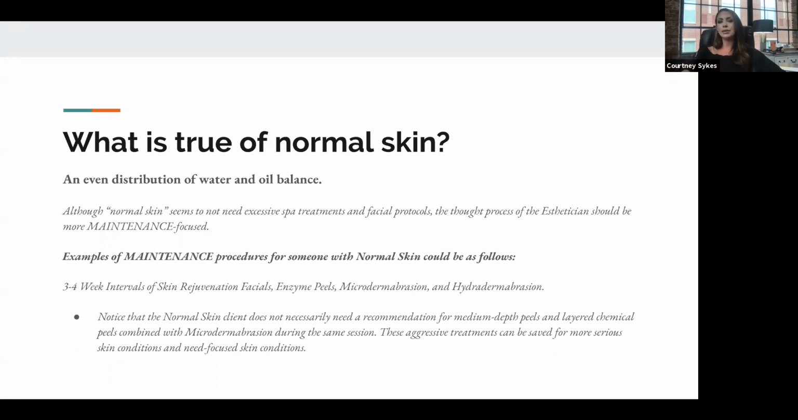In enzyme peels, there's not just one type of enzyme peel. There's many and a multitude of different ones that suit people like this. So keep that in mind.